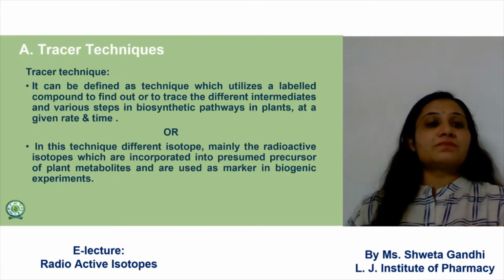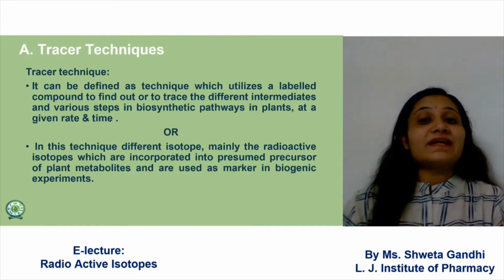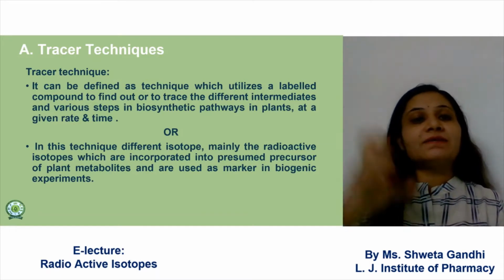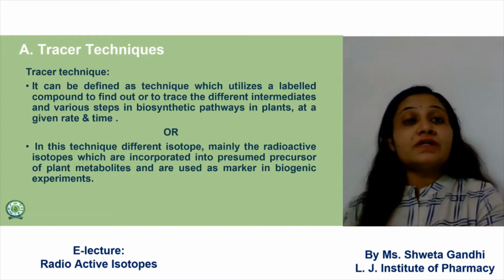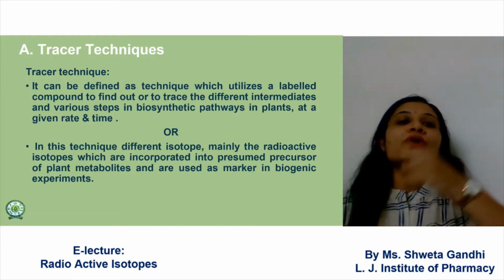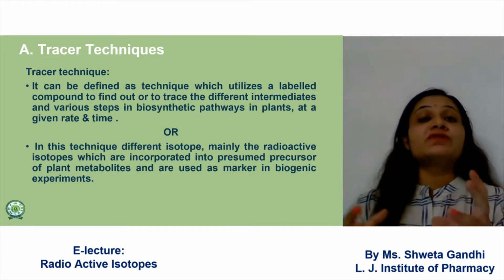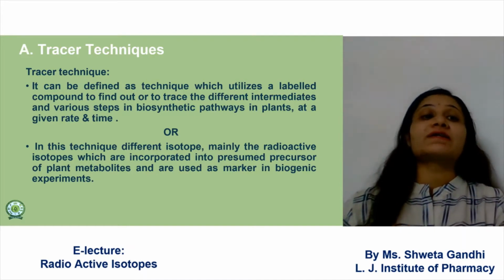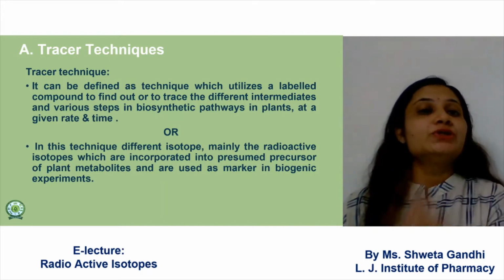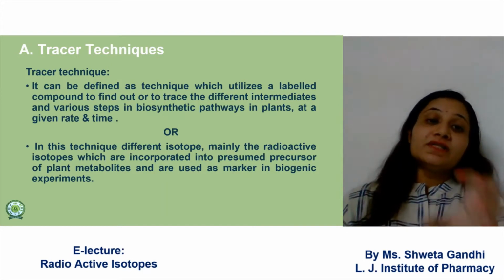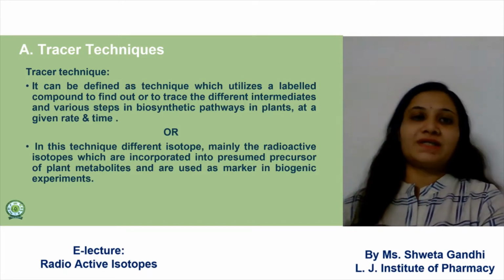First comes the tracer technique. Tracer technique means a technique which utilizes a labeled compound. That labeled compound may be a radioactive isotope, to find out the different intermediates or the processes taking place in the biosynthetic pathway in plants. So it is a technique in which different isotopes, mainly radioactive isotopes, are incorporated as a precursor of a plant metabolite and used as a marker in biogenetic studies. These radioactive isotopes are used as a marker compound for obtaining the biogenetic studies.